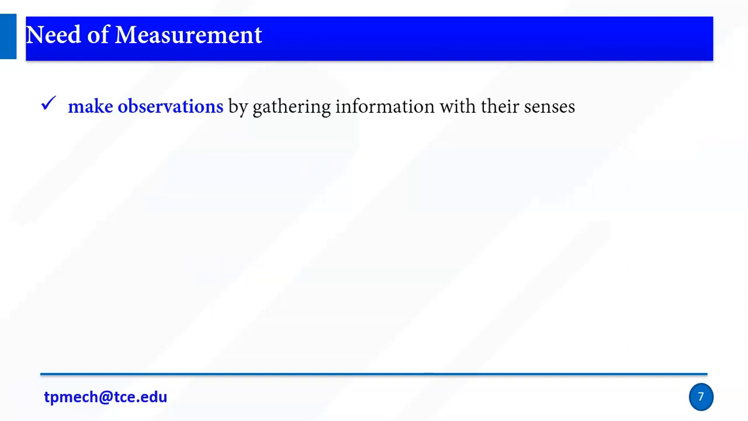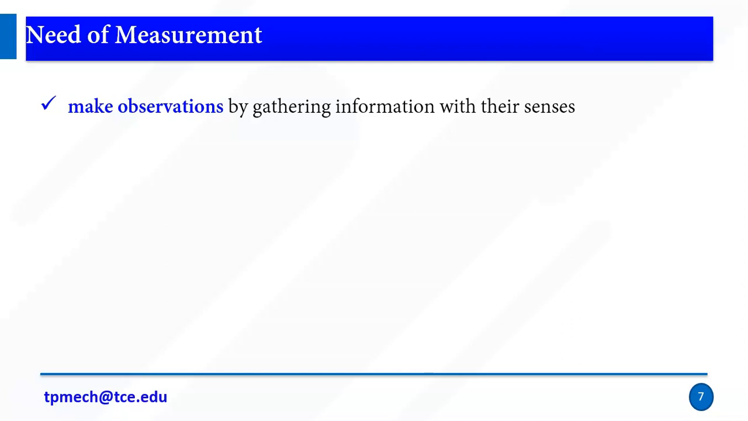Why do we need measurements? To make observations by gathering information with your senses. For example, I give a task: go and check the class. He goes, visits the class, and counts how many students are present. If I ask how many students are present in the class, he says maybe 20 or 15. In another way, if you want to communicate something, for example, I ask why you are coming late, you say the bus came late.